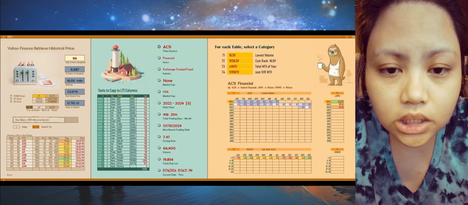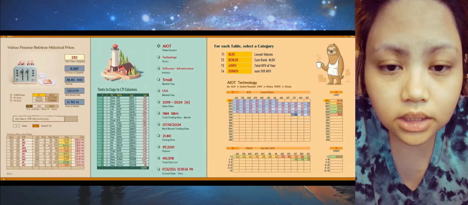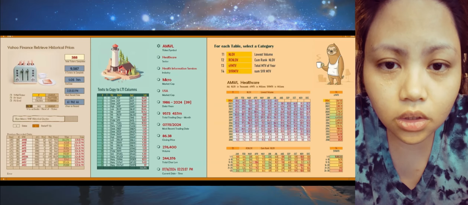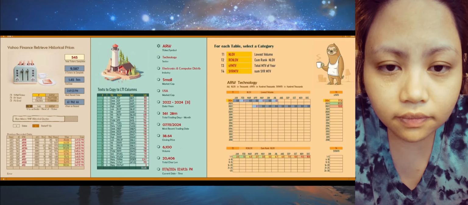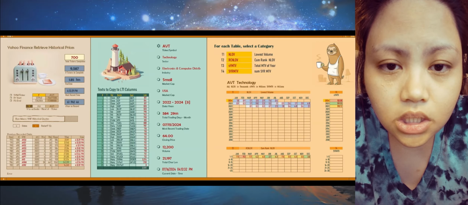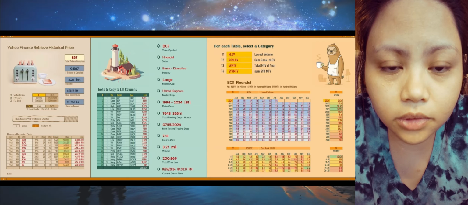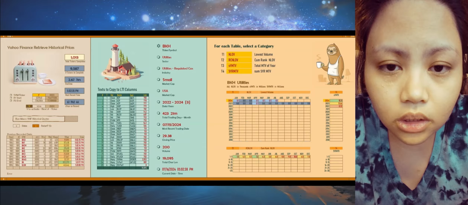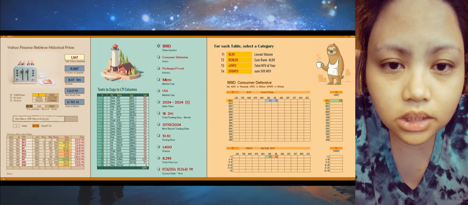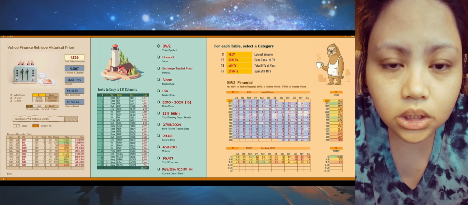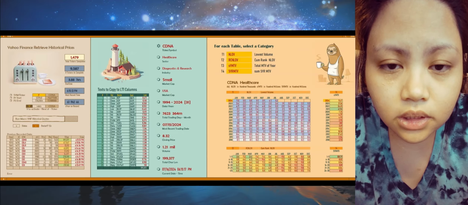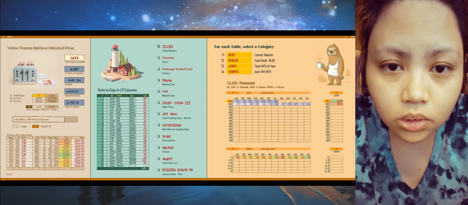So Yahoo Finance extraction is now complete. All 9,587. There was one error, of symbol ACTU. We could not retrieve the historical price, but only one.